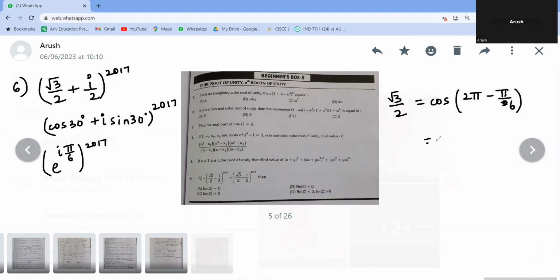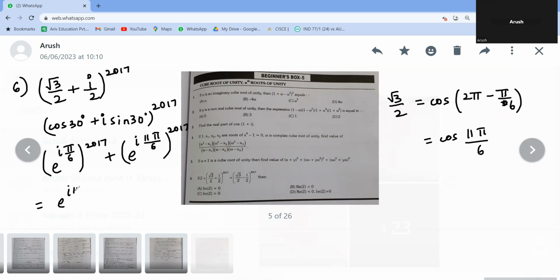Are you following this, Arush? So this will be cos of 11 pi by 6. So Arush, इसका आंसर क्या आएगा? इसका आंसर आएगा e raised to i 11 pi by 6 raised to 2017. ठीक है, अब इसको सॉल्व करते हैं.